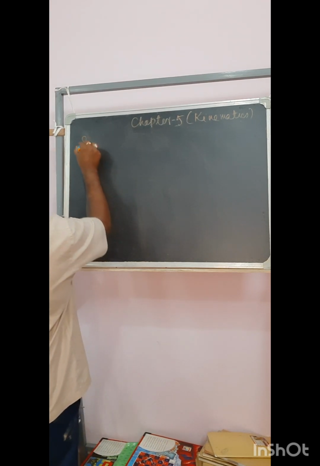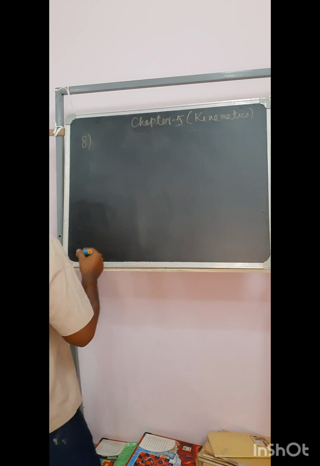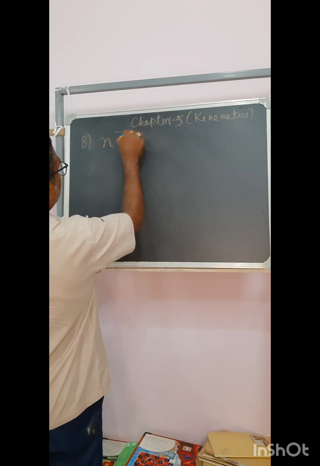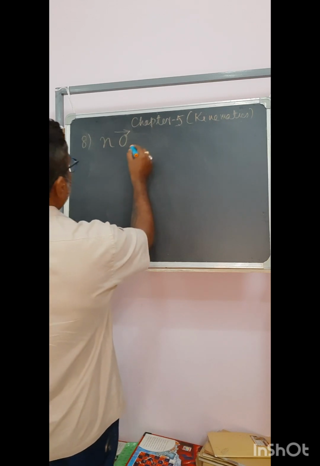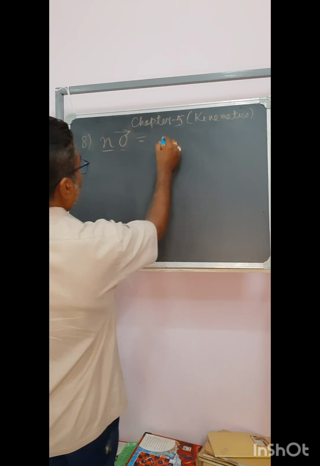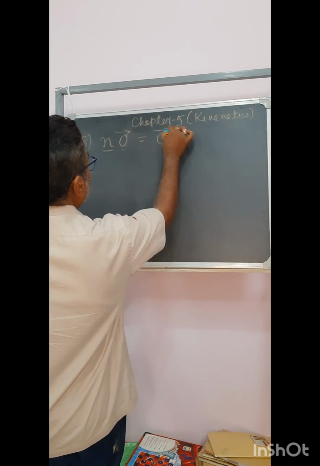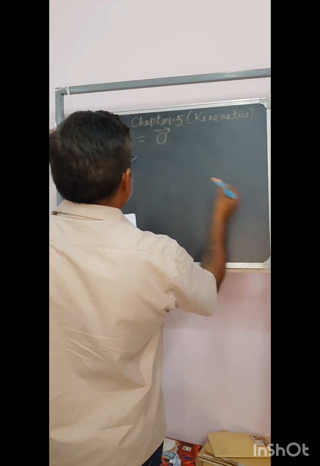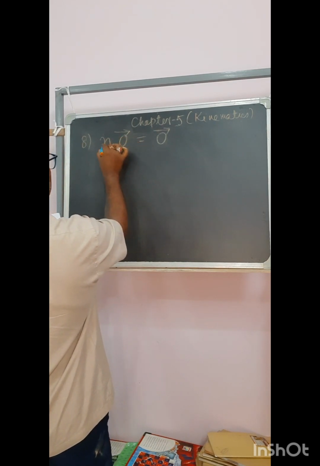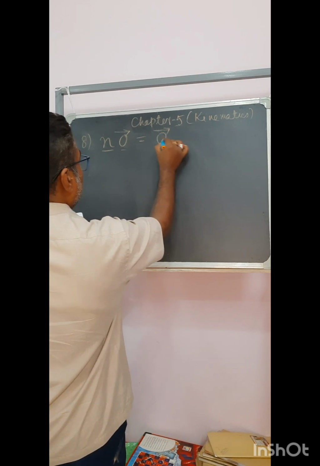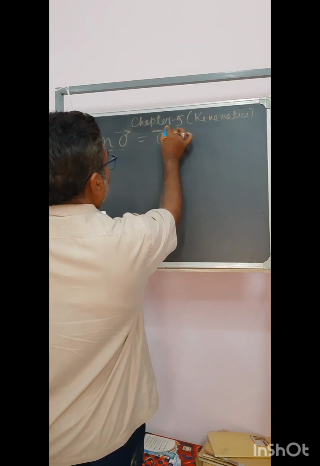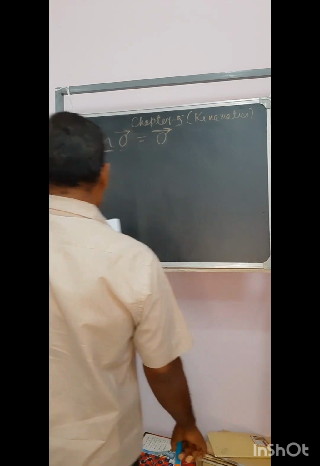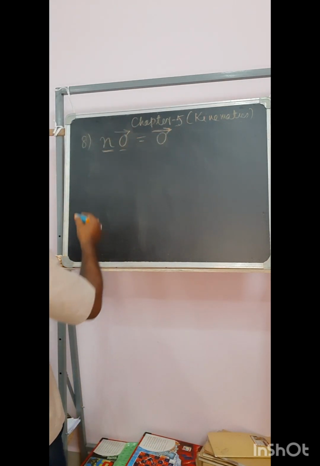Moving to 8. Let's say there is a number n multiplied by a null vector. What would be your answer? Scalar into vector is definitely a vector, but the value will be 0. The multiplication of the scalar with the vector will give you a vector, but the value is 0 itself, because the value of the null vector is 0 numerically.